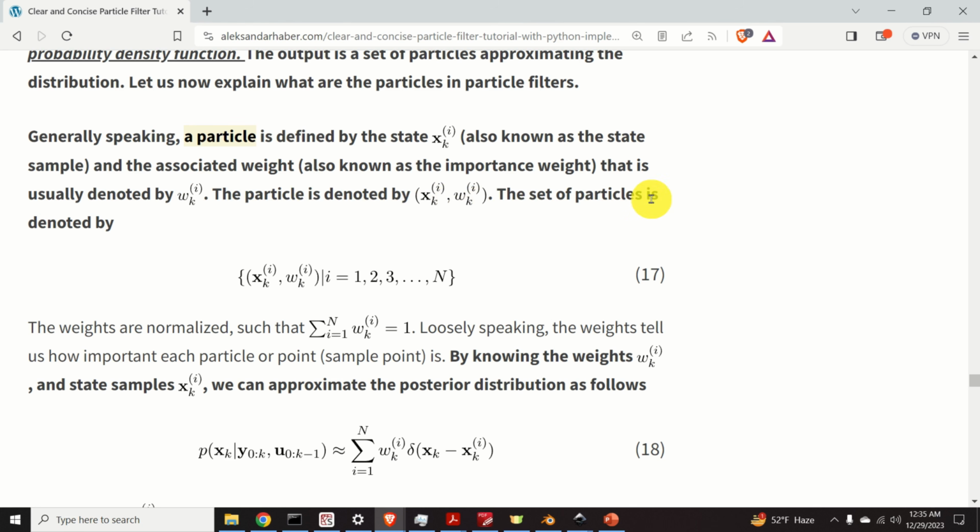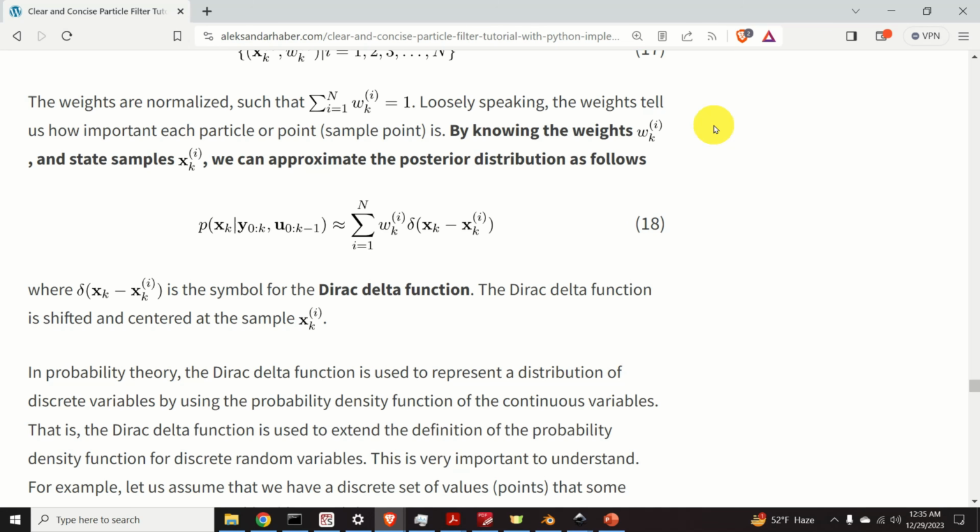The set of particles is denoted like this. We take all the particles and group them together for the index i going from 1, 2, 3, and until n. The weights are normalized such that their sum is equal to 1. Loosely speaking, the weights tell us how important each particle, or better to say sample point, is. By knowing the weights and the samples, we can approximate the posterior distribution like this.